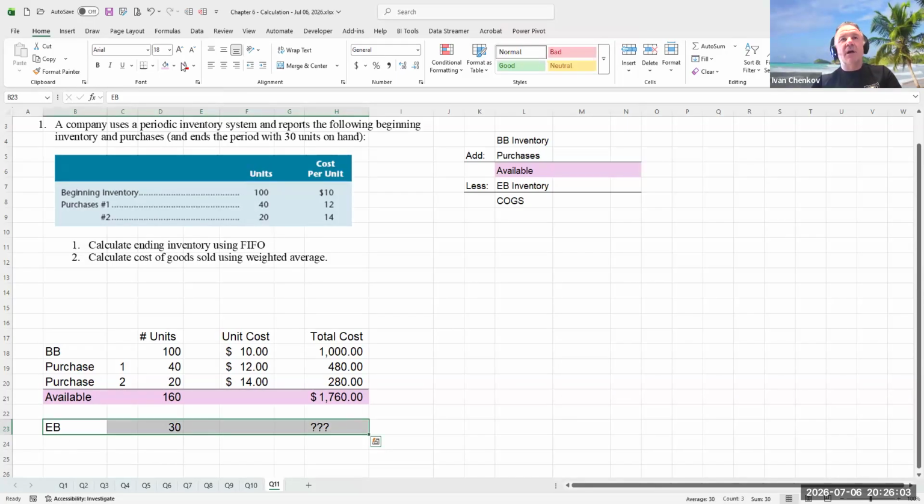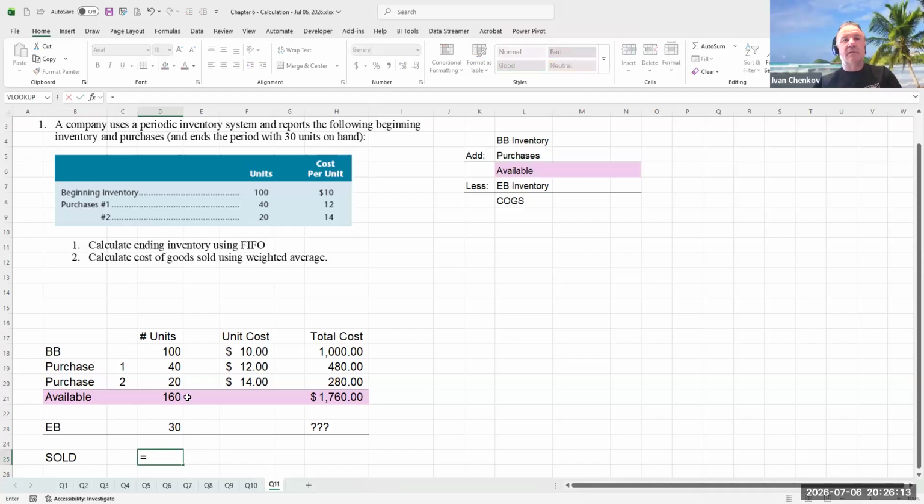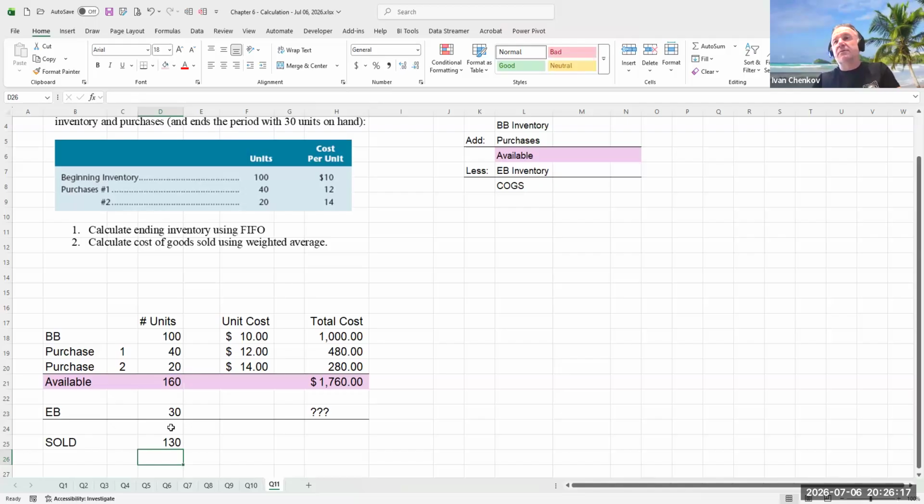At this point, can you tell me how many units we sold? We sold 160 minus 30, 130 units sold. So now the question is, what's the ending balance? What's the cost of goods sold? Who's going to be here? That's what we're chasing. So now, this is our starting point.